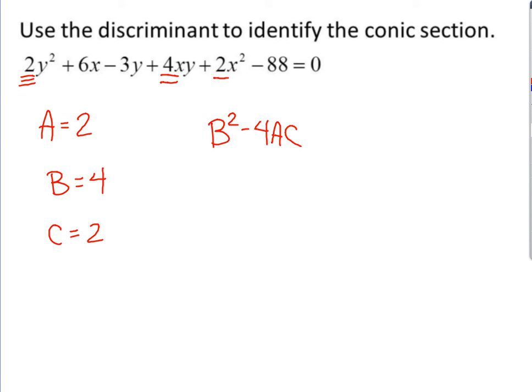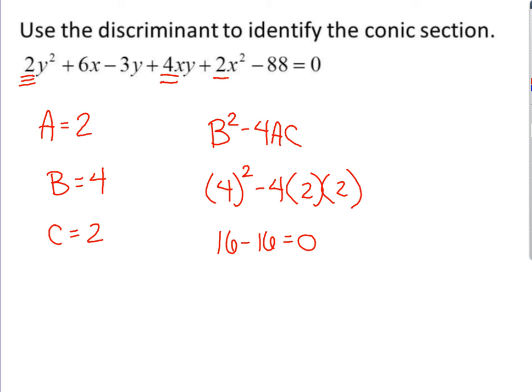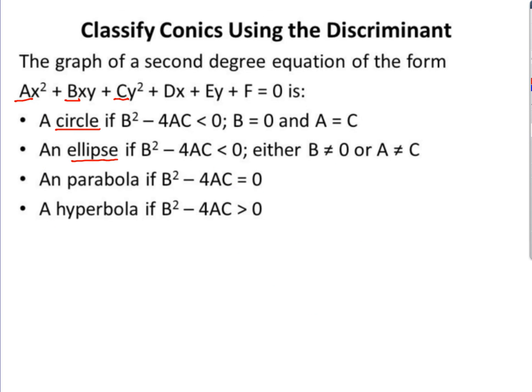The discriminant is b squared minus 4ac. So we can say 4 squared minus 4 times 2 times 2. 4 squared gives us 16. Negative 4 times 2 is negative 8. Times 2 is negative 16. And that's going to give us 0. And if we go back and look at our rules again, when the discriminant is equal to 0, we have a parabola.